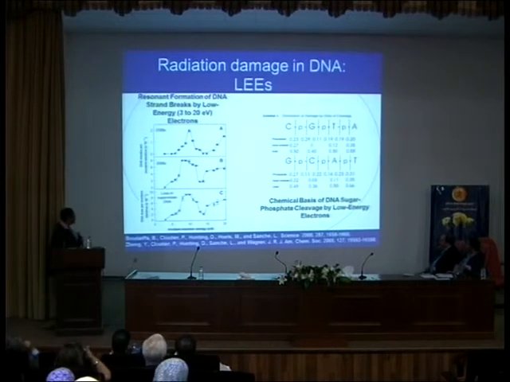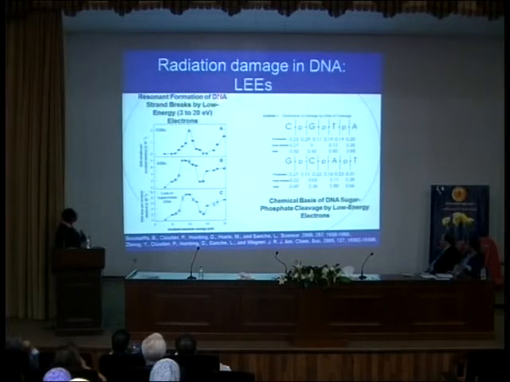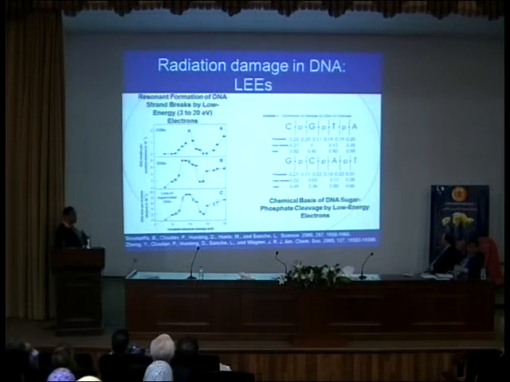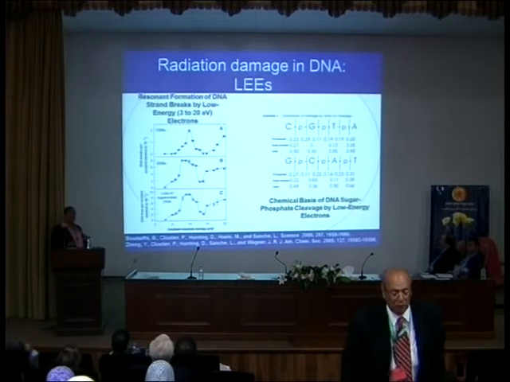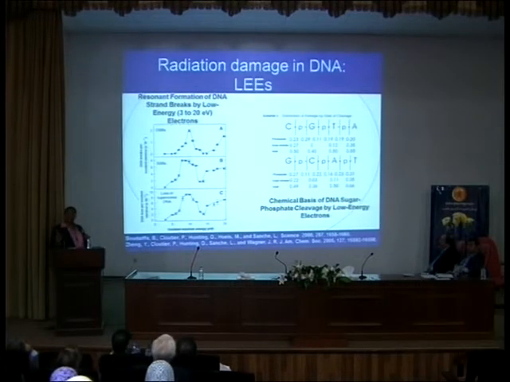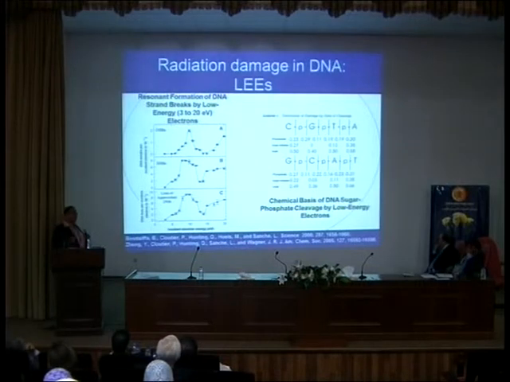So some work that was done in Canada in the early 2000s showed that when DNA is exposed to electrons between 3 and 20 electron volts, you get a peak of strand breaks at about 10 eV. This was the first time this was observed, because the popular belief in the radiation oncology field was that low energy electrons had no effect on the cell. And so when this paper came out in Science in 2000, it caused a very big issue in the radiation oncology community.